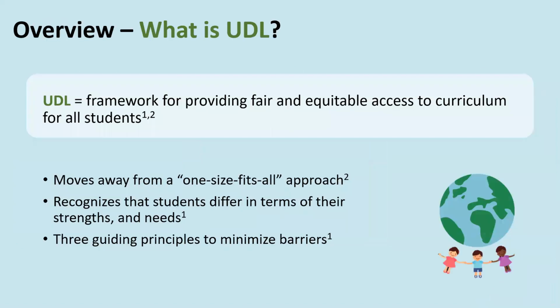So what is universal design for learning? Universal design for learning is a framework for providing fair and equitable access to the curriculum for all students. It seeks to move away from a one-size-fits-all approach to education by recognizing how the interests, strengths, and needs of each student differ. Universal design for learning uses 3 guiding principles to minimize barriers to learning.